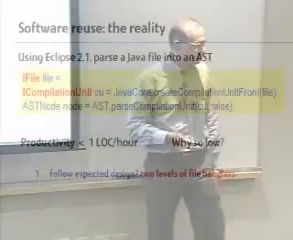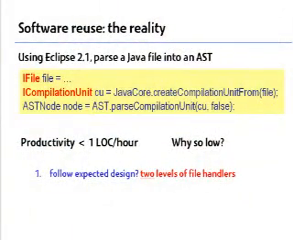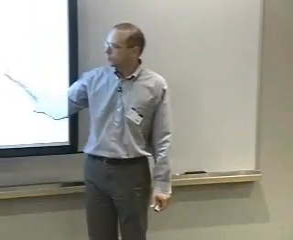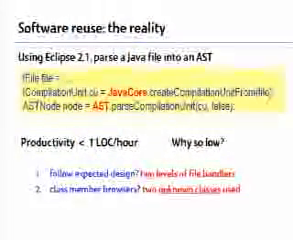I asked my students to do it. Actually, they ran into the problem independently. It also took them 2 hours. So I felt better about myself, but I felt worse about the reuse. And the reason why it's so hard is that if you follow expected designs, you're not going to find the code because you expect 1 level of file handles. There are 2, these 2 red types.